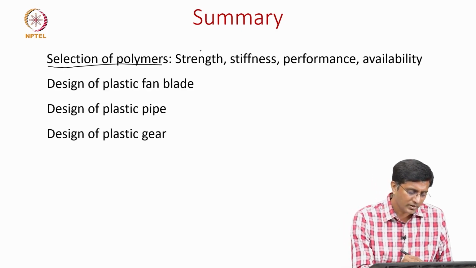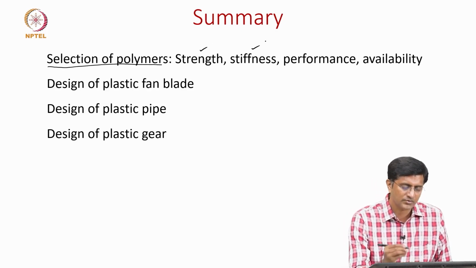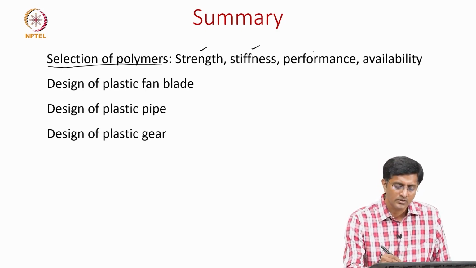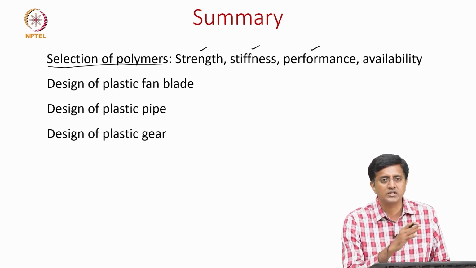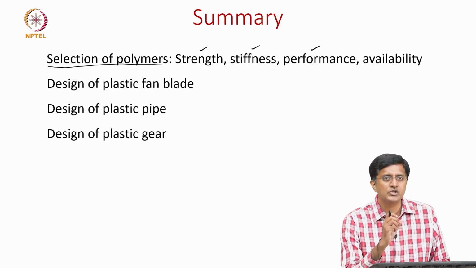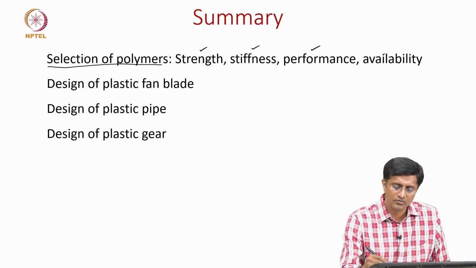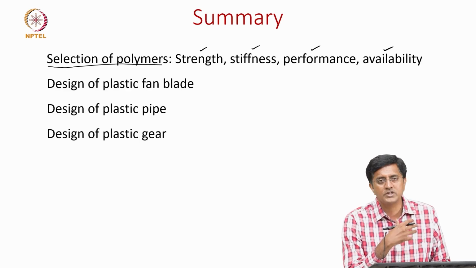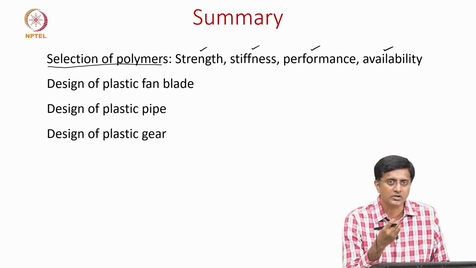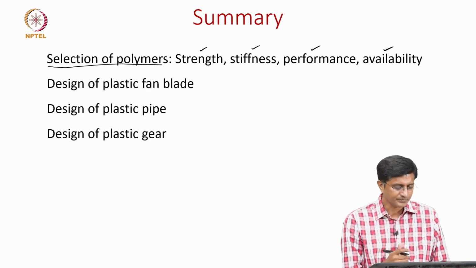So, we looked at different strength values and the stiffness values one needs to consider. We also looked at the performance, saying that for an equal strength or an equal stiffness, which of these polymers will give an optimized cost, weight or other parameters. And we also looked at the availability, meaning what is the ability to machine these polymers or the availability of these polymers in the cost of preparations.